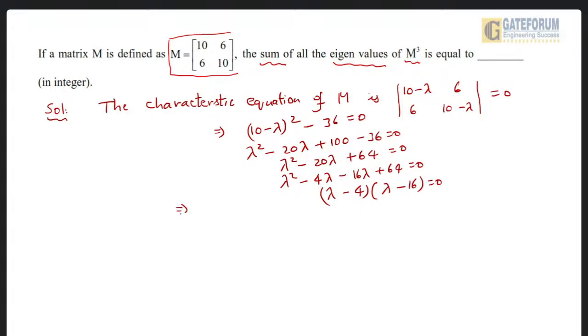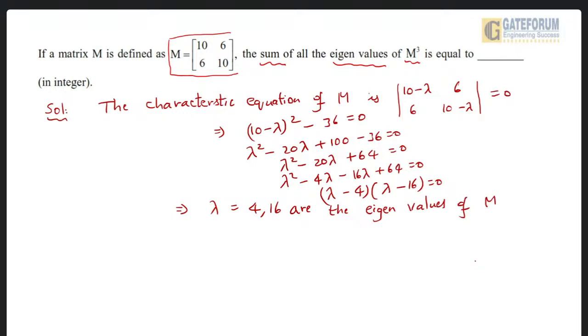Which implies lambda is equal to 4, each factor being equal to 0. You will get 4 comma 16 as the roots of this characteristic equation, which are also called eigenvalues of the matrix M.